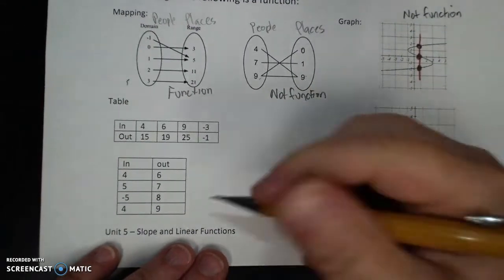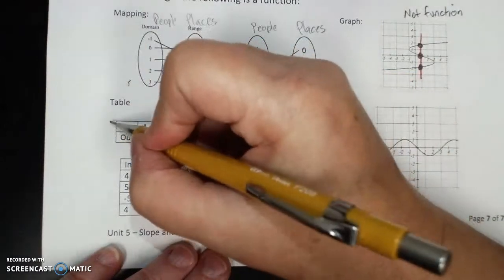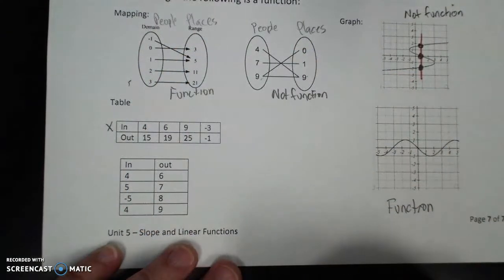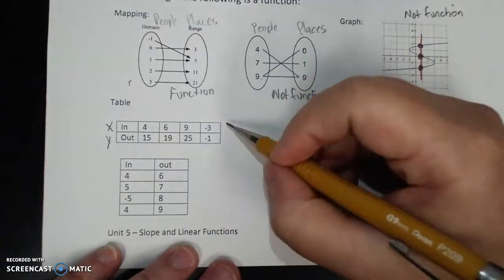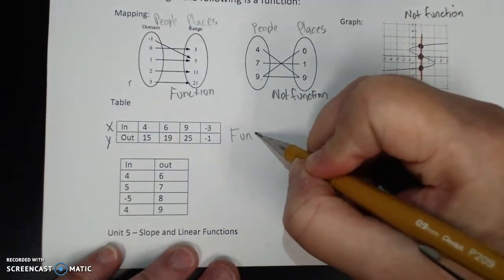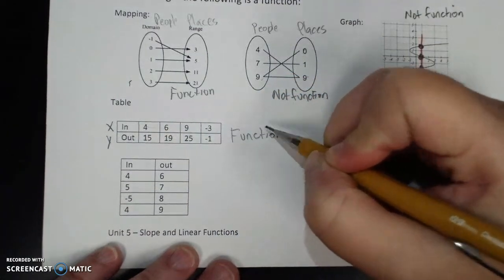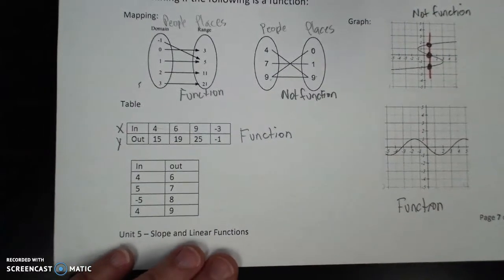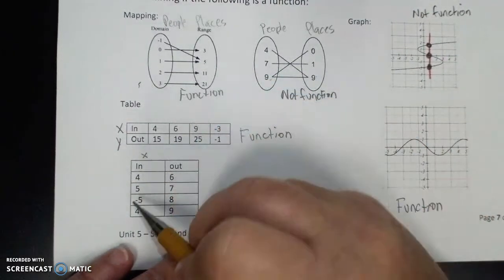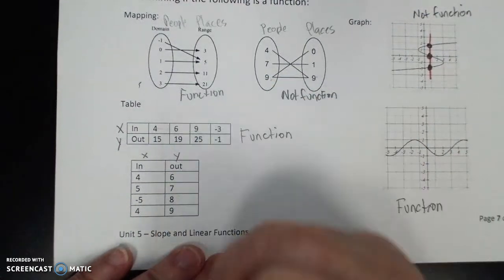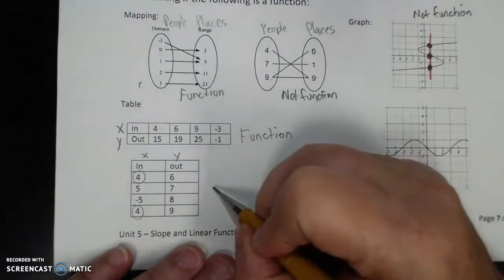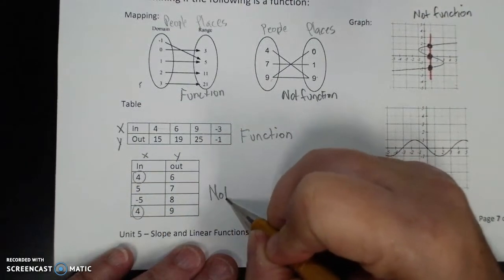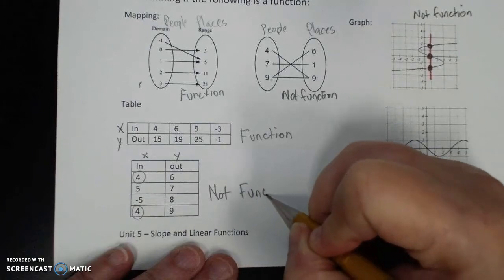From a table, I'm going to look at the inputs are x's, the outputs are y's. I'm going to look at my x's and I'm going to say that they are all different. And so it is a function. My x's are inputs, my y's are outputs. I'm going to notice that my x's repeat, and when x's repeat, it is not a function.